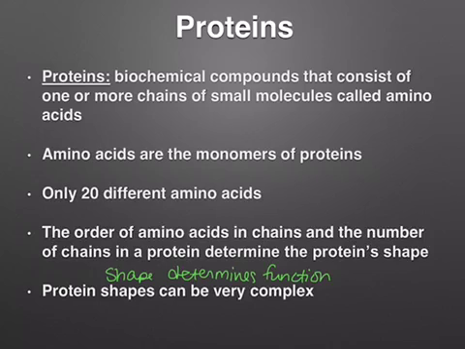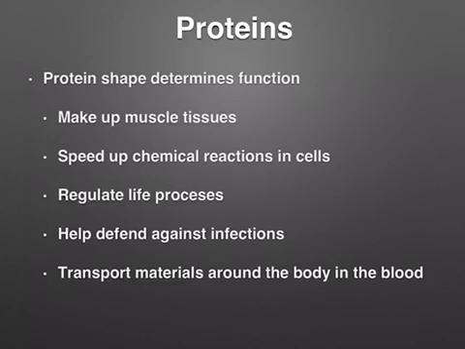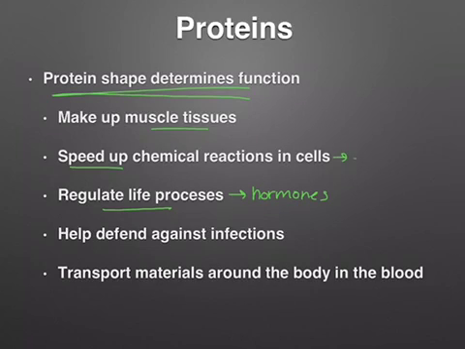Often, these protein shapes are very, very complex. Like I said, protein shape determines function. Proteins are used to make up your muscle tissues. They can speed up chemical reactions. They regulate life processes. I think the table showed you that those were called hormones. These they called enzymes. They can help defend against infections, so they're part of the immune system. And they can transport materials around the body in the blood. So proteins are very important for life.